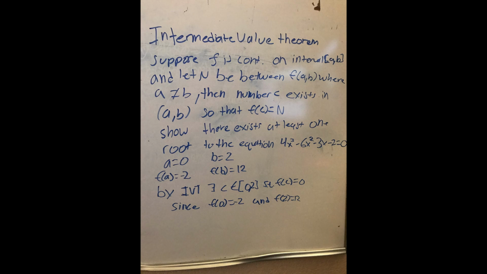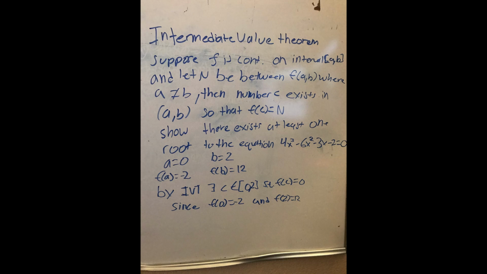Moving on to the intermediate value theorem here. Just a quick definition: suppose f is continuous on an interval from a to b, and let n be between f of a and f of b, where a does not equal b. Then a number c must exist between a and b so that f of c equals n.